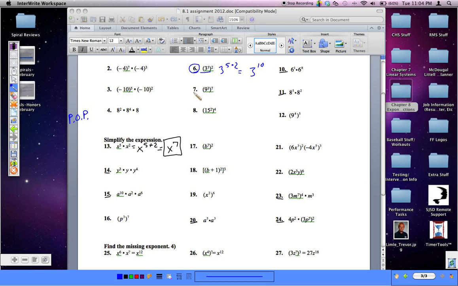Notice if we went to 7, hopefully you can see that the base is 9, the first exponent is 3, and it's going to be multiplied by the second exponent, which would give that answer there. Same thing in number 8, same thing in number 12. When we go down to 13 through 24, we're going to have variables this time. So if we look at 16, our base is p. First exponent is 3 times the second exponent is 7, and that's going to give you a resulting answer of p to the 21st power.